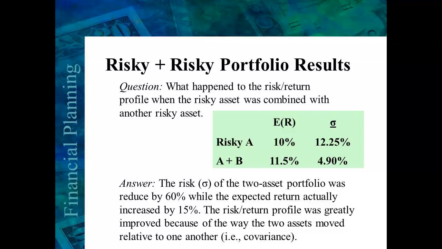Question: what happened to the risk-return profile when the risky asset was combined with another risky asset? Answer: the risk, as measured by standard deviation of the two-asset portfolio, was reduced by 60%, while the expected return actually increased by 15%. The risk-return profile was greatly improved because of the way the two assets moved relative to one another.